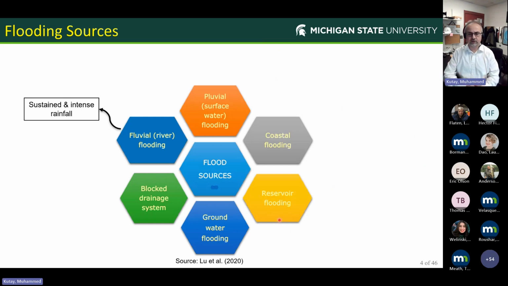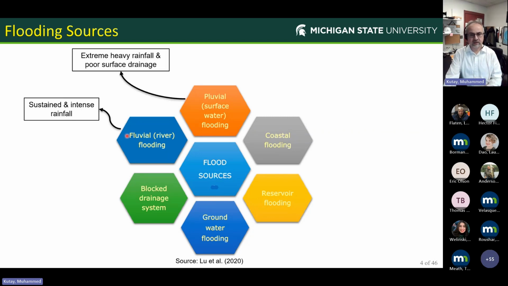And there is a lot of good research in this area as well. This picture is coming from a reference from Lu et al. They had a very good study analyzing what the components of flooding are and how these components affect the pavement in general. So you might have river flooding, which is something that we know very well. Sustained and intense rainfall can cause flooding in the riverbeds. You might have an extreme event or flash flood causing flooding.